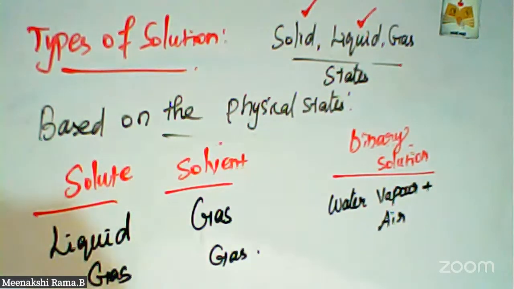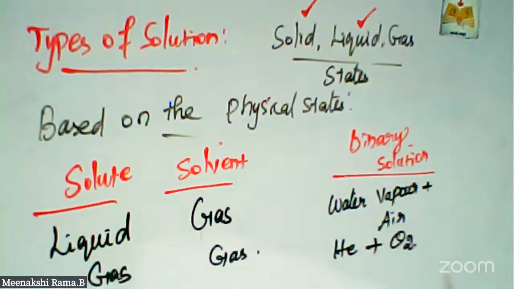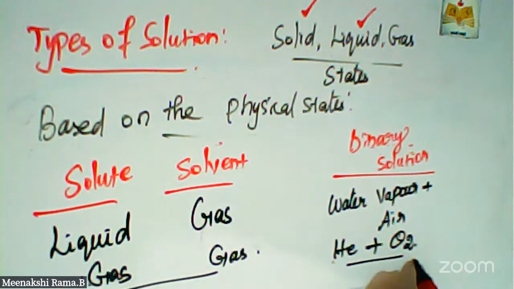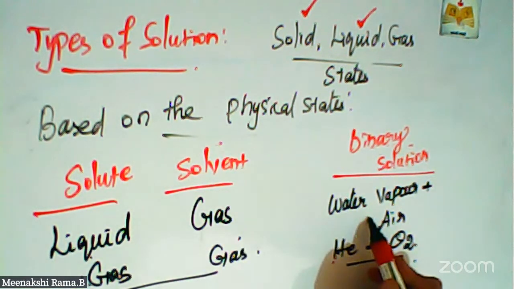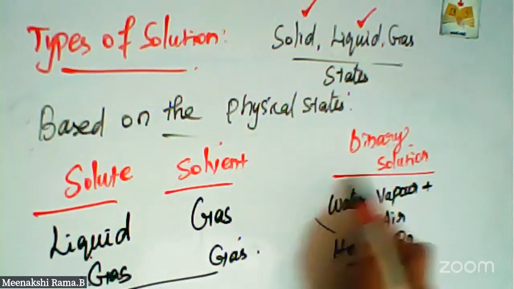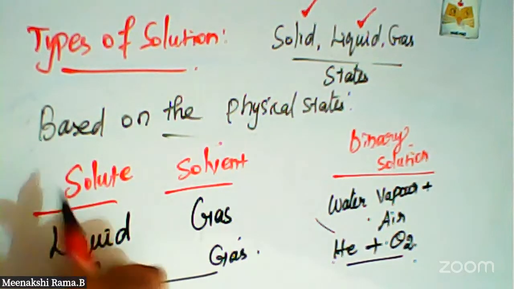Gas and gas means a mixture of helium and oxygen gases. In atmospheric air, different kinds of gases are mixed. So helium and oxygen, this mixture is a good example of gaseous state. The gaseous solution means the helium and oxygen mixture. Liquid and gas means water vapor and air. This is the example of liquid in gas, that is, gaseous solution.